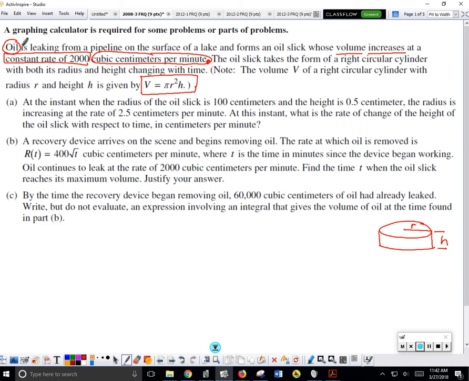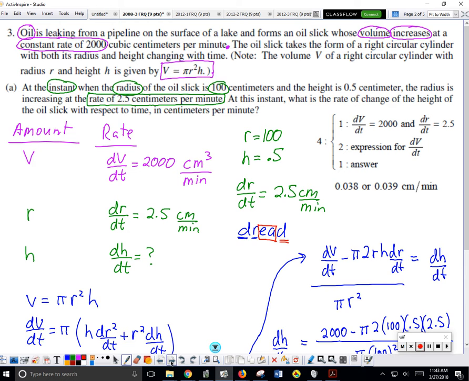Anybody else? Please, Chris. How can oil be leaking but increasing? So the idea is there's a pipe, and oil leaks from the pipe, and this is what increases. The oil in the pipeline, they're not talking about that increasing. They're talking about the oil on the lake, which gets bigger and bigger as the leak keeps spilling onto the lake.